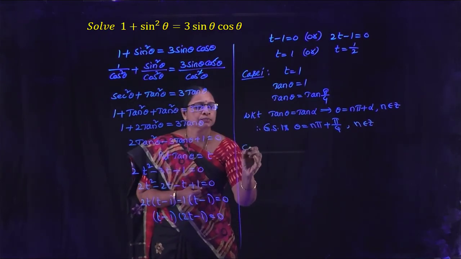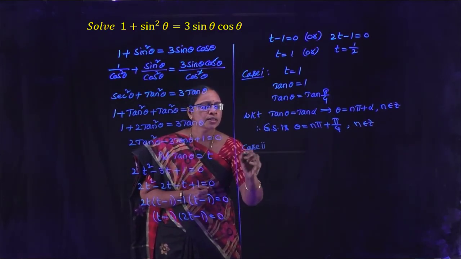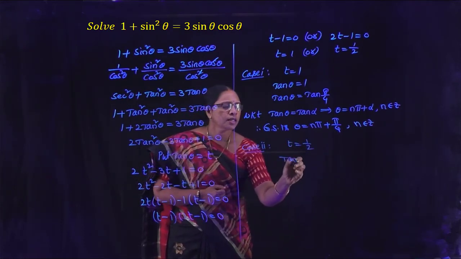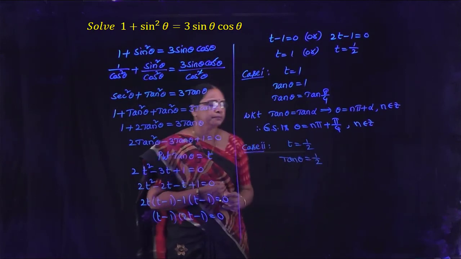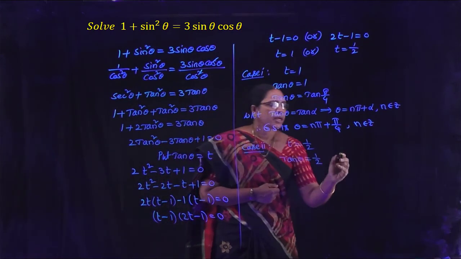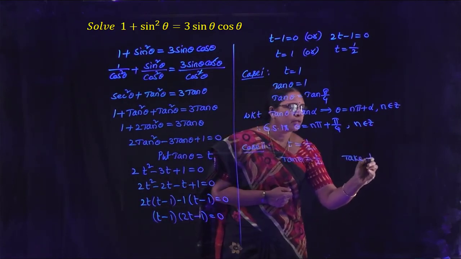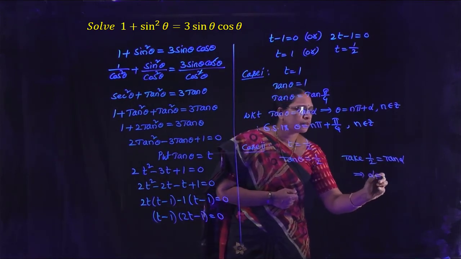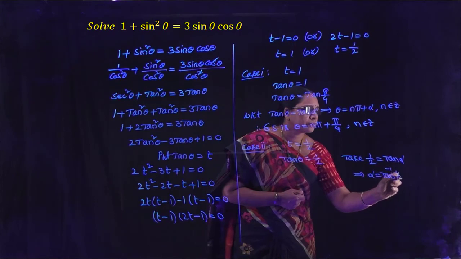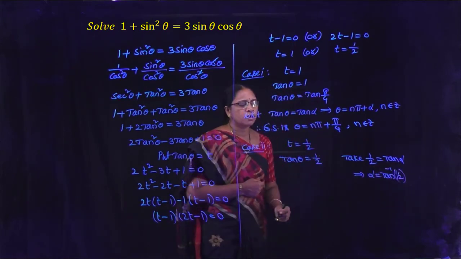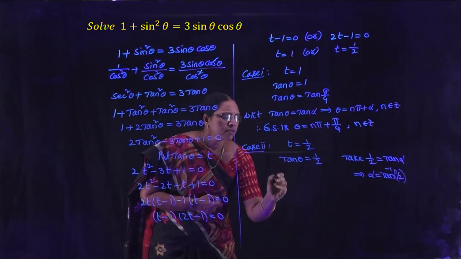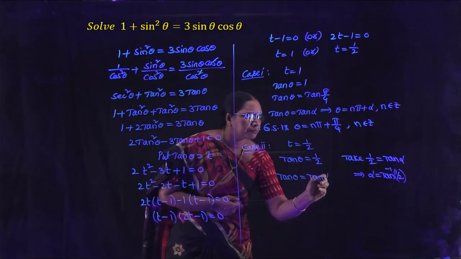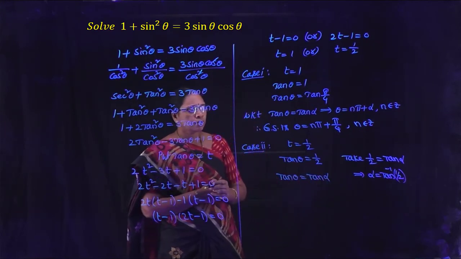Case 2 is t is equal to 1 by 2. That is tan theta is equal to 1 by 2. Here we can take 1 by 2 is equal to tan alpha. Here alpha equal to tan inverse of 1 by 2. Now this equation becomes tan theta equal to 1 by 2 is tan alpha.